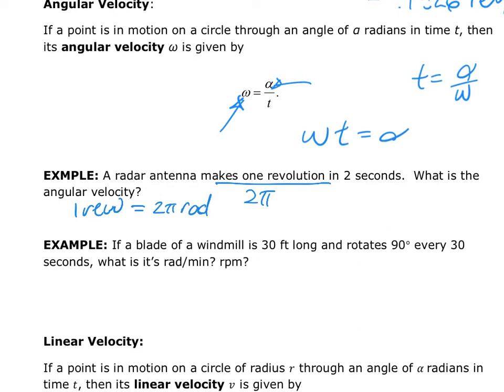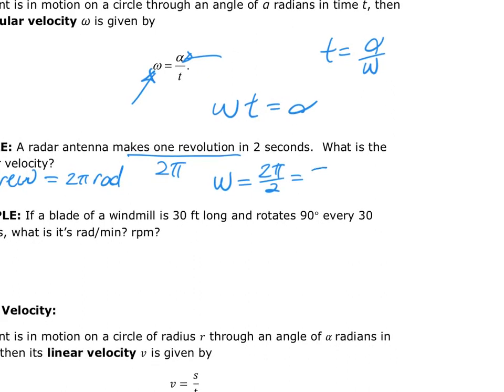I want to know what the angular velocity is, so they're asking me for omega. Omega is my angle divided by how long it took. In this case, it is 2 seconds. So my answer when I get done is just 2 pi divided by 2, which is pi radians per second. So any questions on that one?